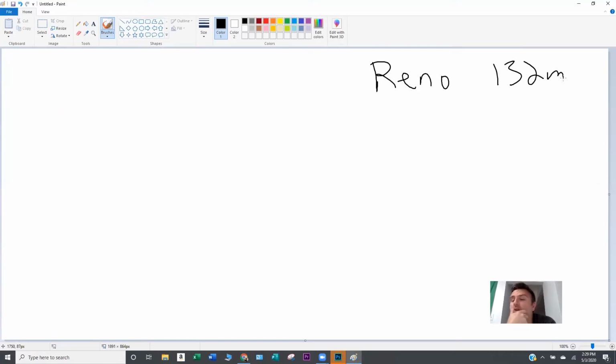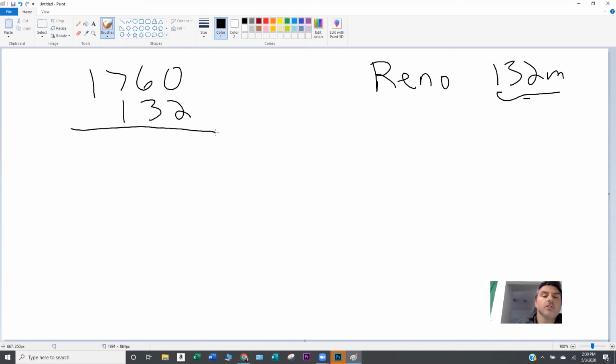Now I need to convert 132 miles to yards. Now every one of those miles equals 1,760 yards, right? So 1 mile is 1,760 yards. 2 miles is 1,760 times 2. But I have 132 miles. So I'm going to take 1,760 and I'm going to multiply it by 132 because that's how many miles it is. 2 times 0 is 0. 2 times 6 is 12.